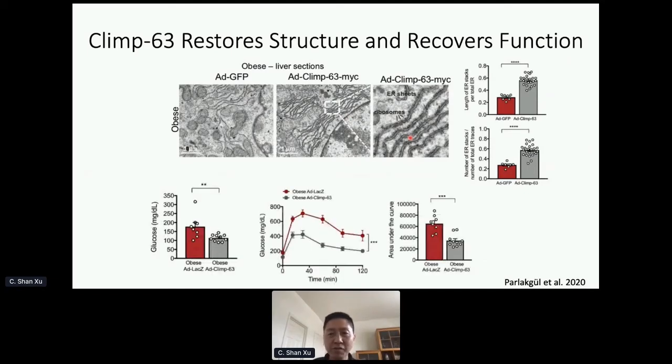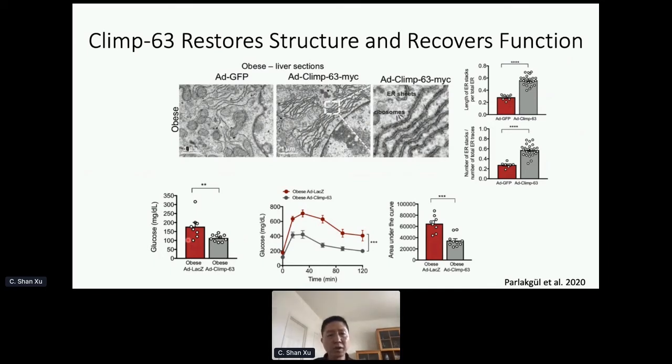In the end, what they have shown is that the metabolism function also recovered. As you can see here, the glucose concentration dropped both dynamically and statically with the help of the CLAMP63 protein. Once you restore the structure, the function also returns, which is really amazing.